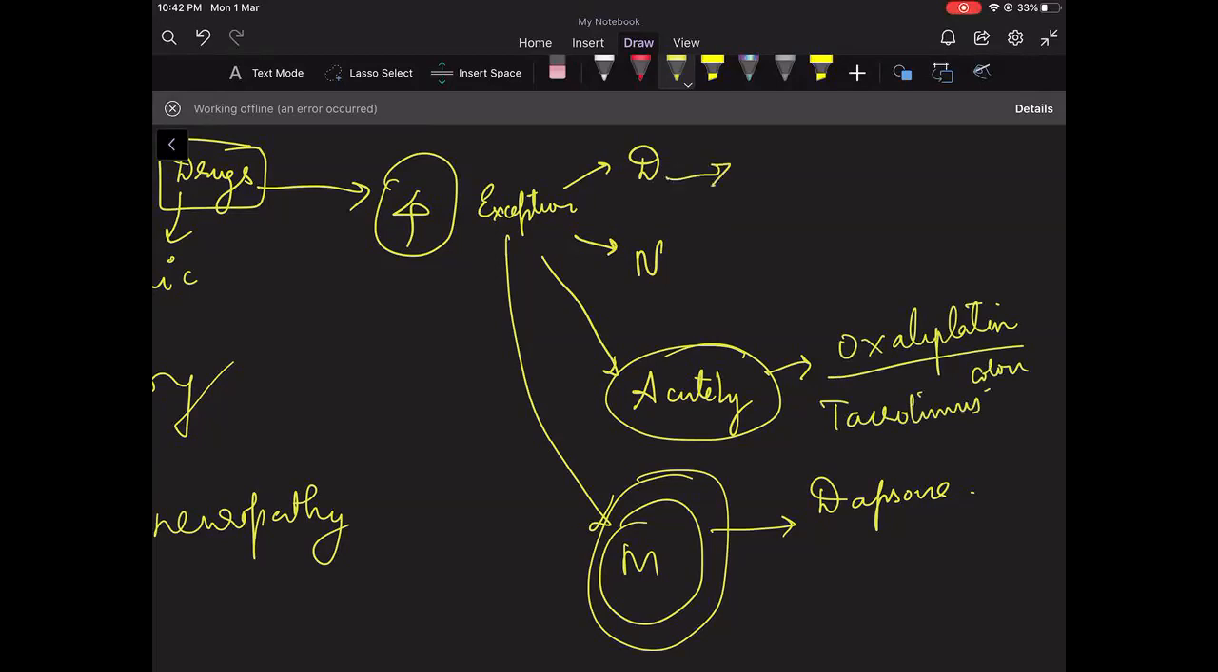In the demyelinating type, drugs like bortezomib and tacrolimus can also produce a demyelinating pattern of neuropathy when these drugs are used.